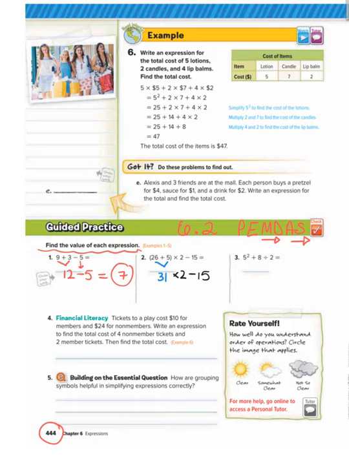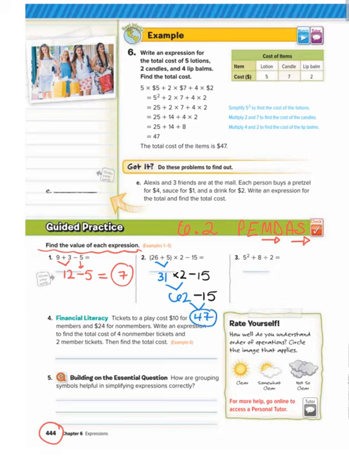So next we would do multiplication. So 31 times 2 is 62. Bring down my minus 15. And then we just do 62 minus 15 to get our answer, and that equals 47.